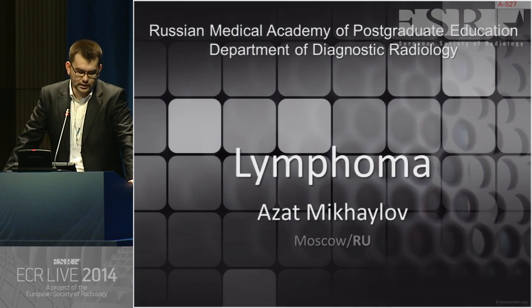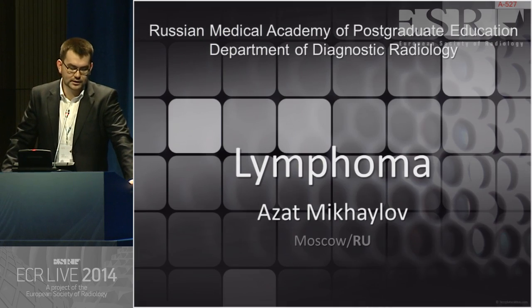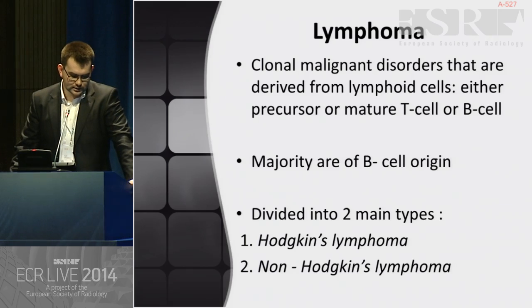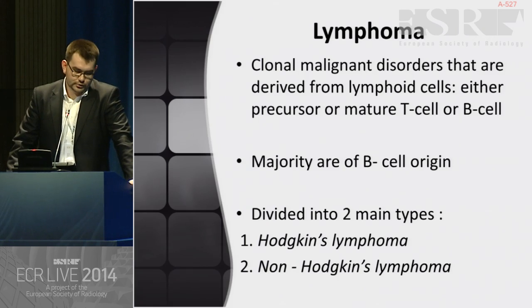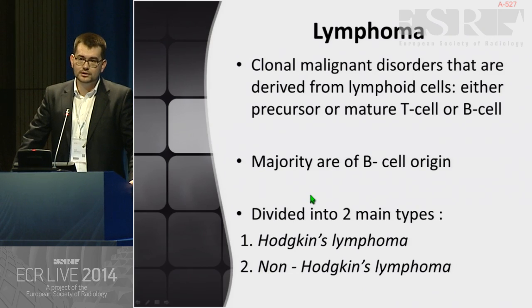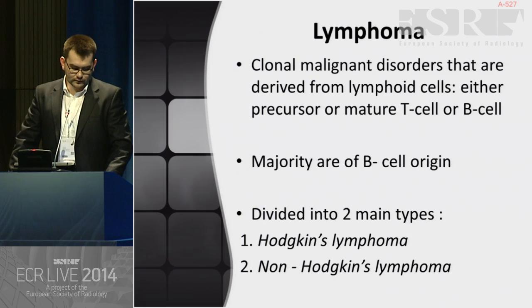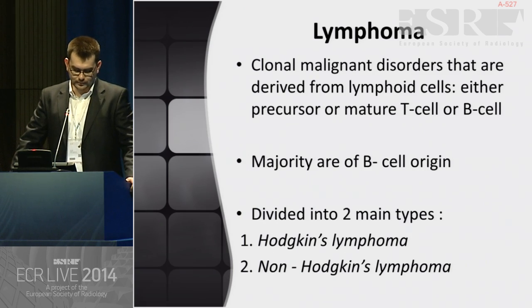Lymphomas are clonal malignant disorders derived from lymphoid cells, either precursor or mature T cell or B cell. The majority are of B cell origin. They are historically divided into two main groups: Hodgkin's lymphoma and non-Hodgkin lymphoma.